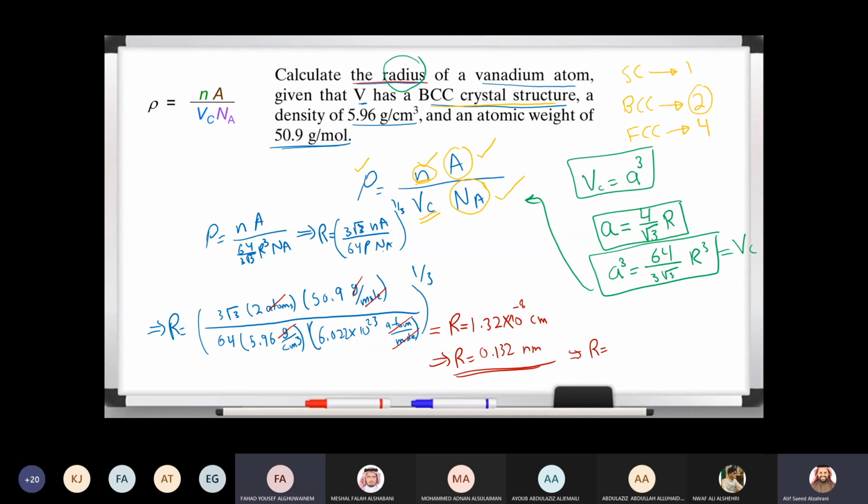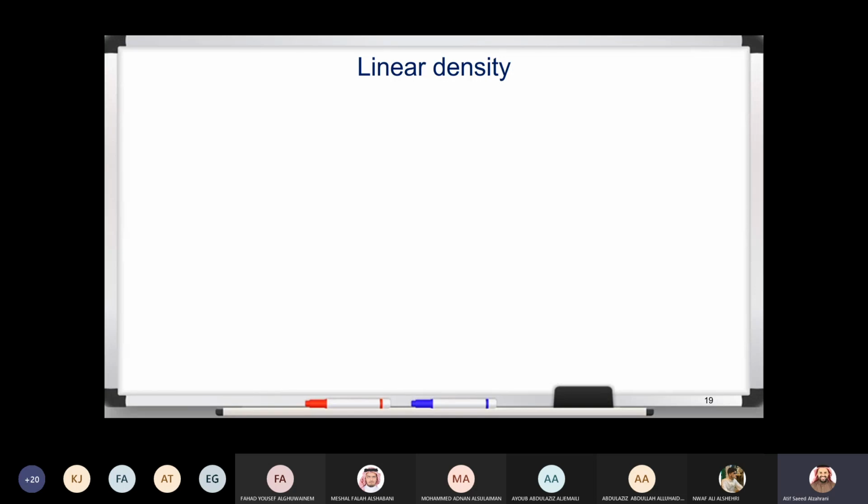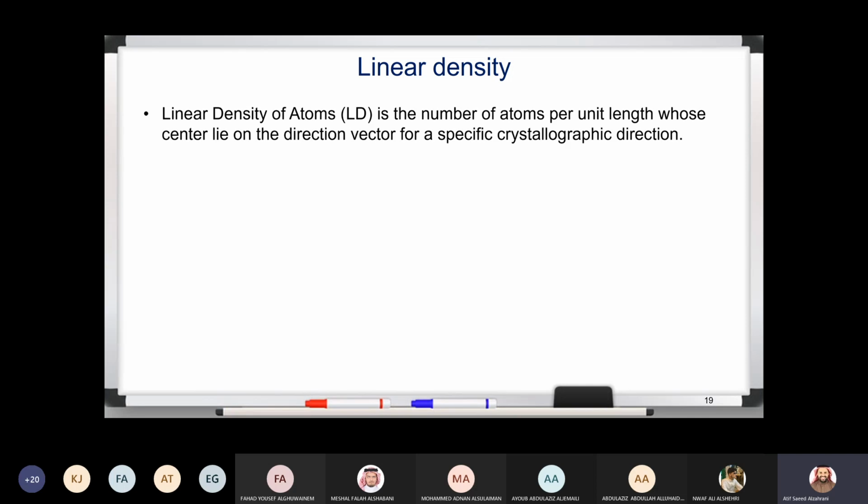Okay. Linear density. This is the last portion of chapter 4. In chapter 3 we talked about directions and planes. In chapter 4, we also talked about how to find the magnitude of that direction, when we found the relationship between A and R. Simply, the linear density is the number of atoms per unit length, and the number of atoms is the centers that lie on the direction vector.